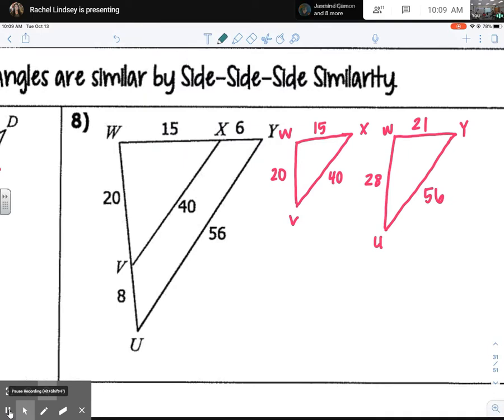So now that I've split the two triangles apart and I've found the sides of the mommy and I've found the sides of the baby, now I can label them small, medium, large. And I can set up their ratios. So 15 over 21, 20 over 28, and 40 over 56.